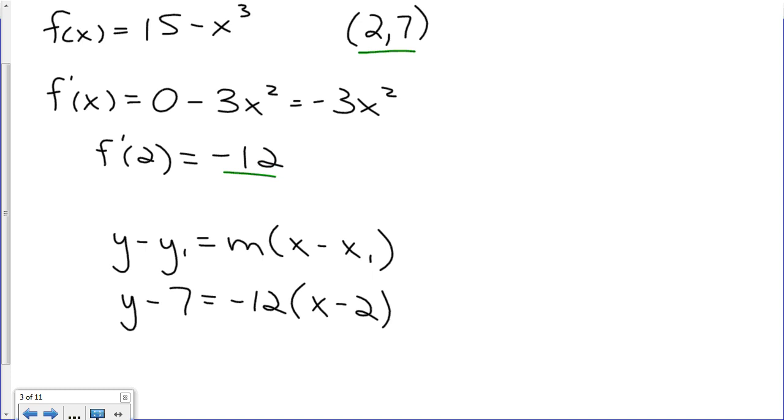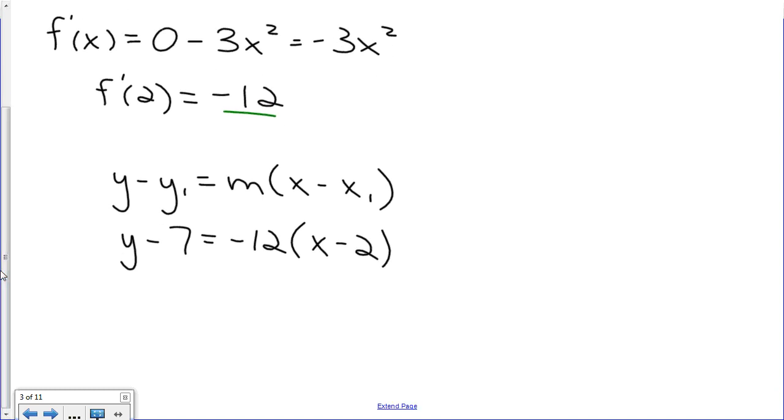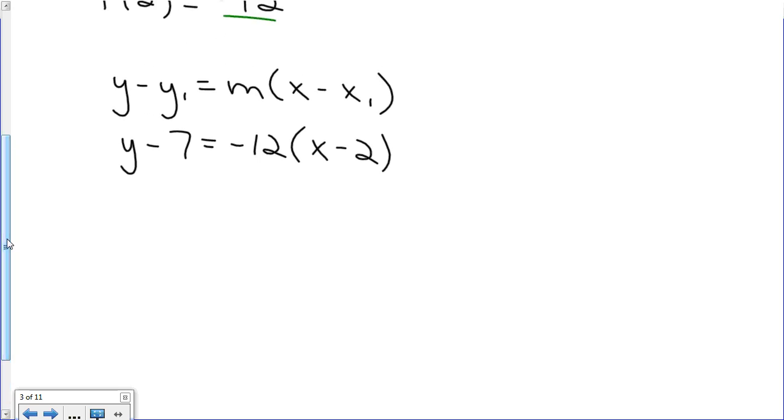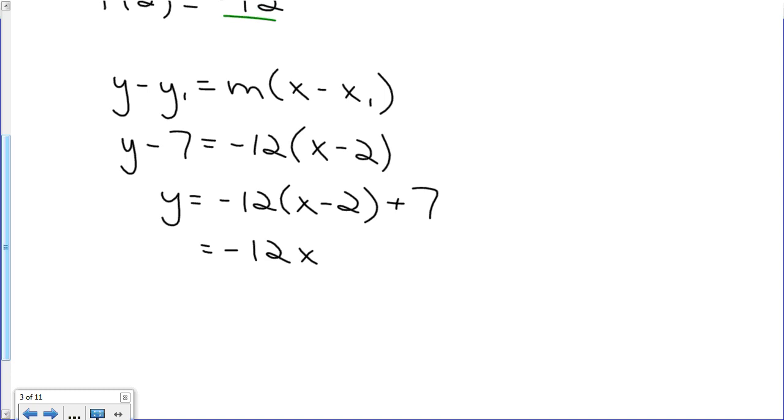In fact, you can leave your answer right there in that form, unless they tell you to solve it for y. They didn't say we had to do that, but I'm going to go ahead and do it in this problem. So I'm going to move the 7 to the other side. So we'll have y is equal to negative 12 times x minus 2, plus 7. And in fact, I'm going to go ahead and just rewrite this one last time. I'll distribute the negative 12 through there, so you get a negative 12x, plus 24, plus 7.